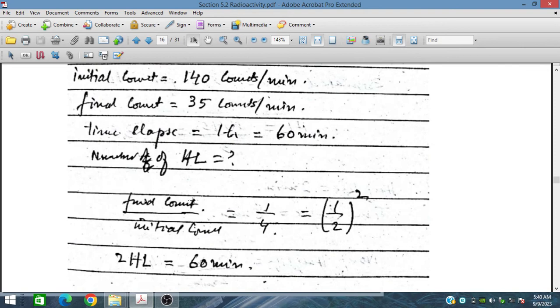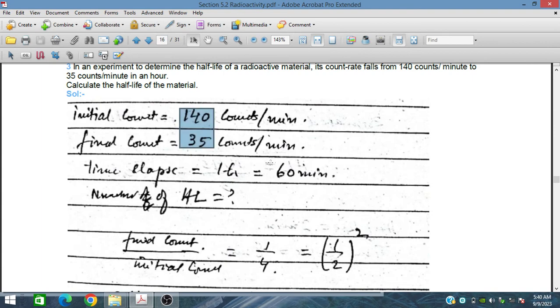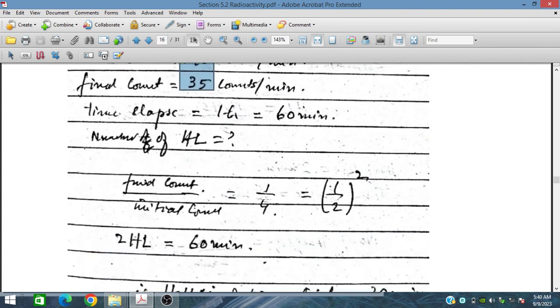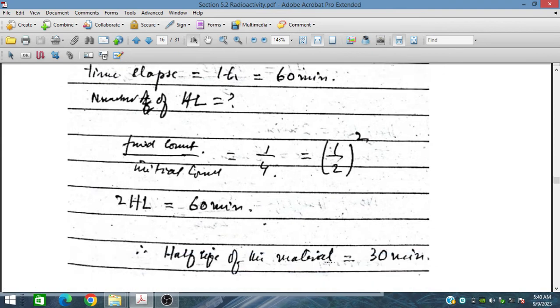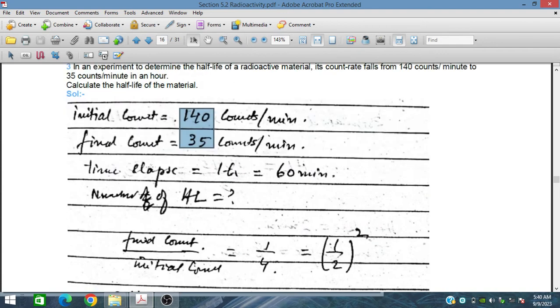The ratio of final count to initial count is 1/4, so 1/2 to the power 2. So 2 half-lives is equal to 60 minutes, and the half-life of the material is 30 minutes. After 1 half-life, the 140 counts will go down to 70 counts per minute, and after the second half-life, the 70 goes down to 35 counts per minute. So the half-life is 30 minutes.